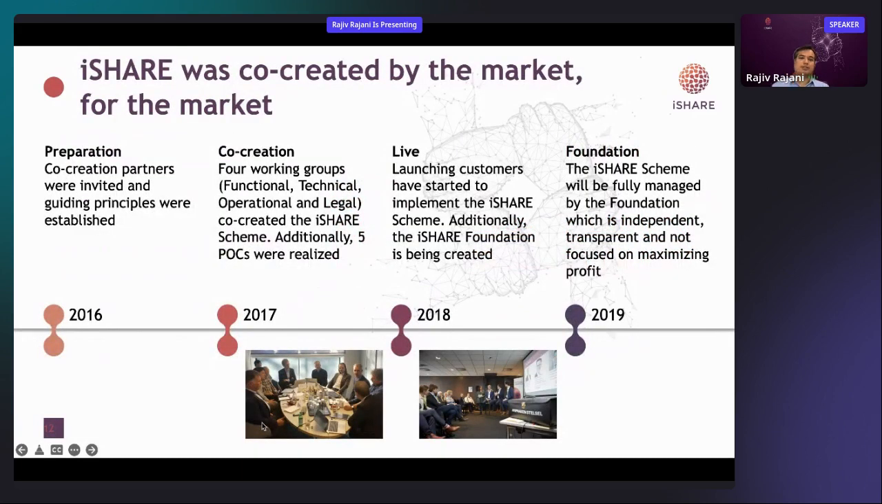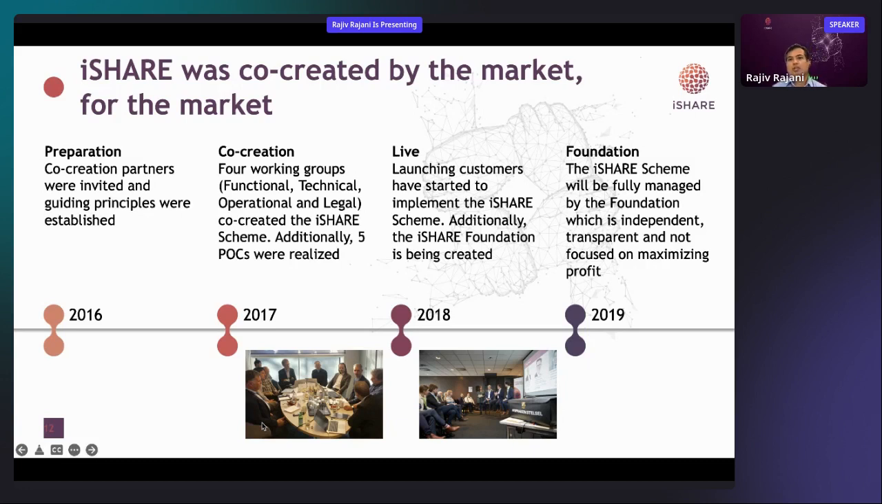A brief history of iShare. iShare was actually co-created by the market for the market. So it is not one organization who created it, but it was a co-creation process. Preparation already began in 2016, and the working groups were created, which together discussed all the elements of the iShare framework, and documented what was required for the market. And in 2018, the first version of the iShare framework was live and implemented by the initial participants.